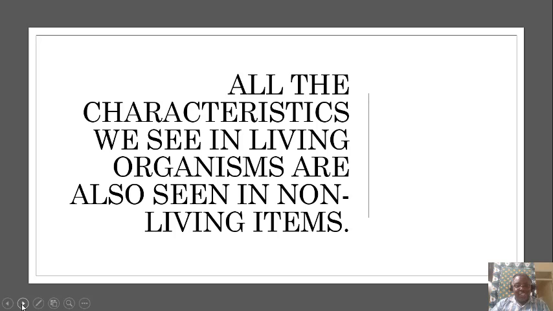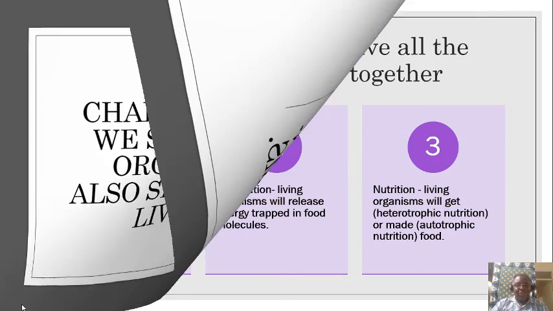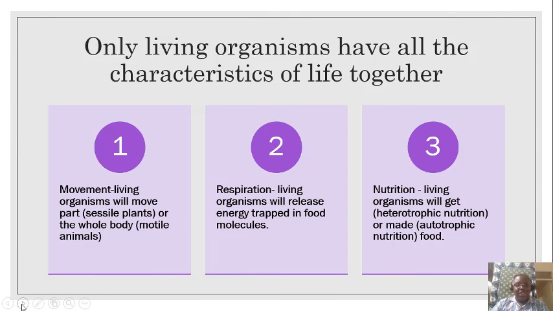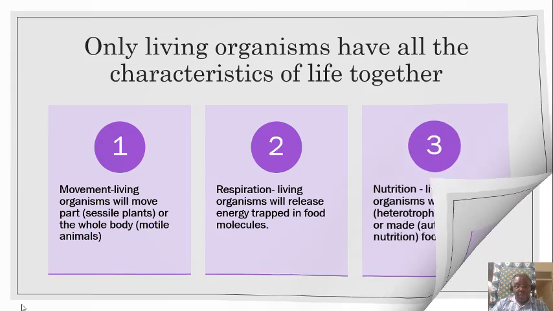What we have noticed is that for each of the characteristics of living things we have picked as the reason for an organism to be alive, there is a non-living item that shows it too. But what is true is that only living organisms are able to carry out all the characteristics of life. They are able to move, that is, move from place to place or move part of themselves. They are able to respire, using trapped food energy for their movement. They are able to carry out nutrition, whether heterotrophic or autotrophic. They are able to do even more.